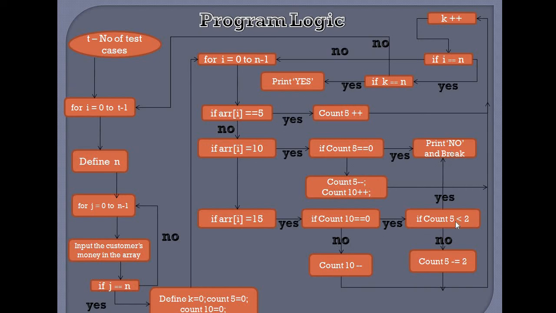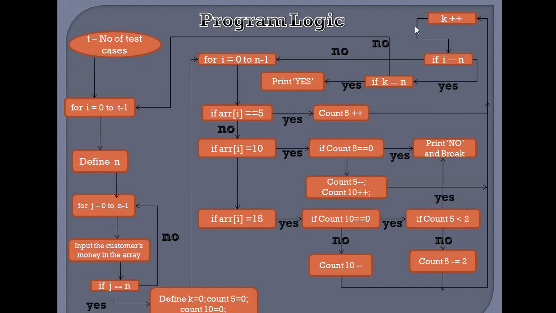But if the number of 5 rupee coins in the chef's wallet is 2 or more, then the chef decrements the number of 5 rupee coins in his wallet by 2 in order to return the change in the denomination of two 5 rupee coins to the customer. But if the ice cream chef has one or more 10 rupee coins in his wallet, then he simply decrements the number of 10 rupee coins in his wallet and returns the change successfully, and the program control is transferred to this part of the program, which increments the number of customers served by the ice cream chef so far.